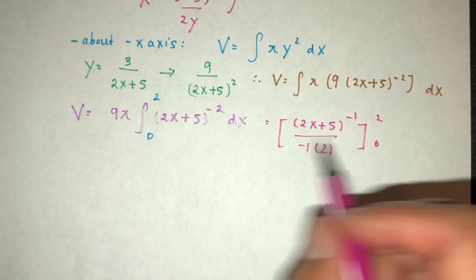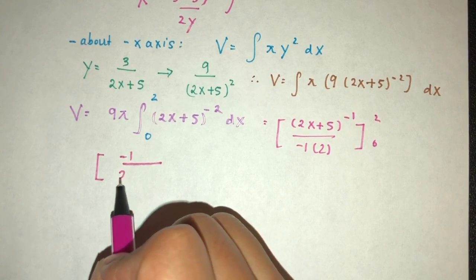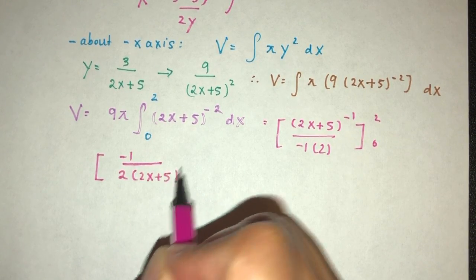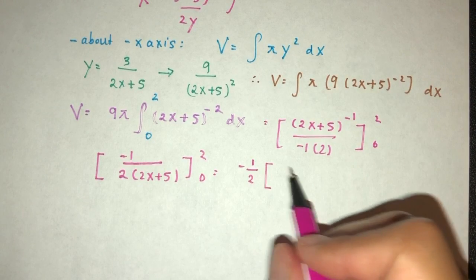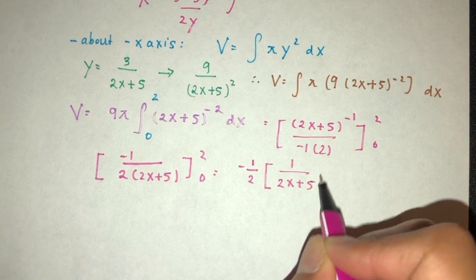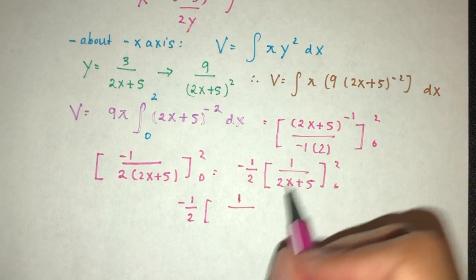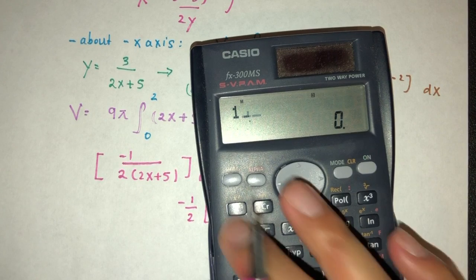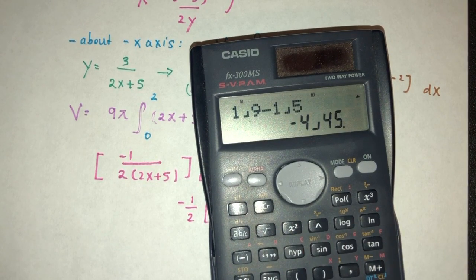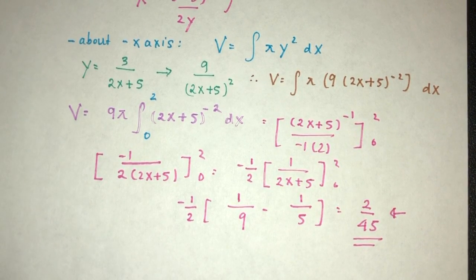So let's simplify. That will become minus 1 over 2 times (2x plus 5), with limits 2, 0. Let's take minus half outside, then you will have 1 over (2x plus 5) with limits 2, 0. Minus half, and you have 1 over 2 times 2 plus 5, which will be 9, minus 1 over 5. So 1 over 9 minus 1 over 5, times minus 1 over 2, should be the value of 2 over 45. Okay, and this is your volume that you will get.